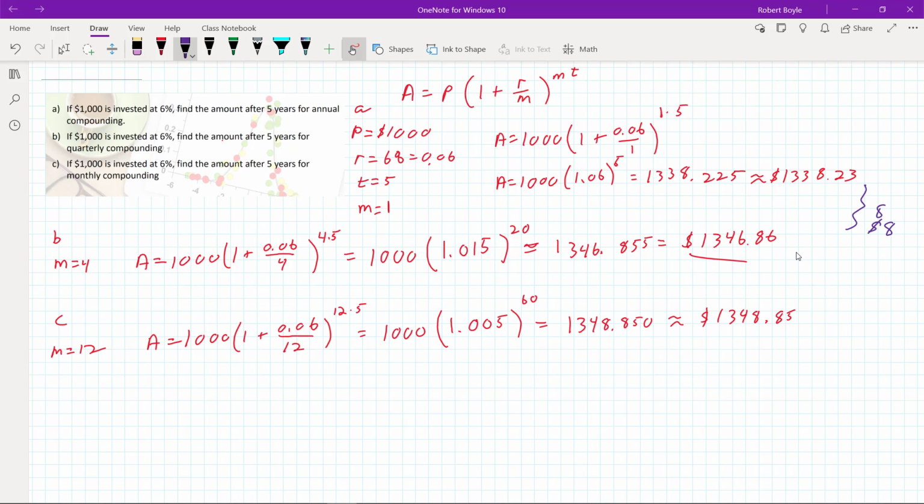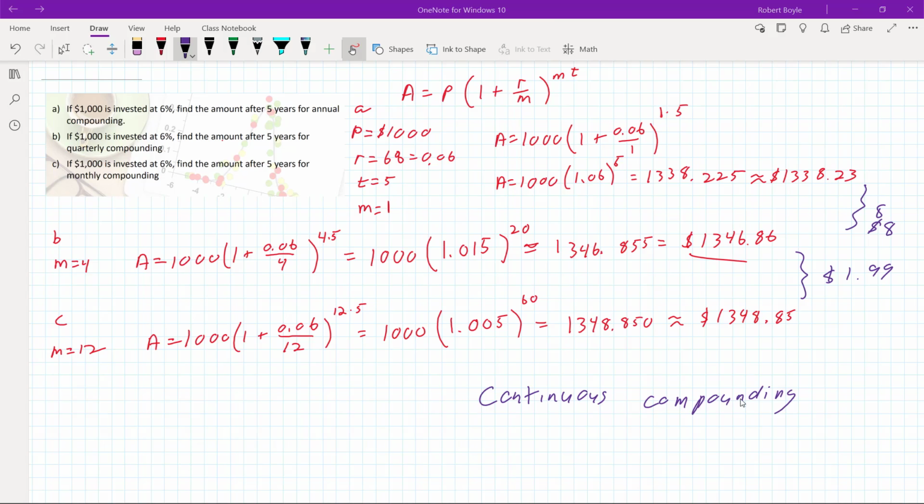So notice here we got an increase of over $8. Here we have an increase of $1.99. So notice that the increases are decreasing as we continue on. As a matter of fact, as we compound more and more often, we are going to approach some limiting factor, and that limiting factor is what we get when we reach continuous compounding.